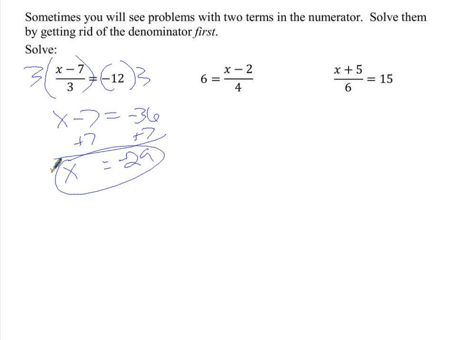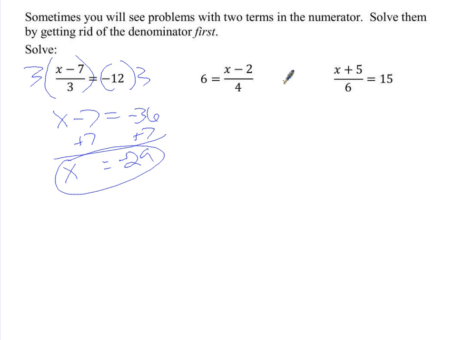And then what should we do? Check it. Take your negative 29 and plug it in. Negative 29 up here, minus 7 would be negative. I got a negative minus a number. That means I'm going to take the two numbers and add them and then keep the sign. So negative 29 minus 7 is negative 36. Negative 36 divided by 3 is negative 12. That's what we had. So that's our answer. Okay, it does work. That's the answer.